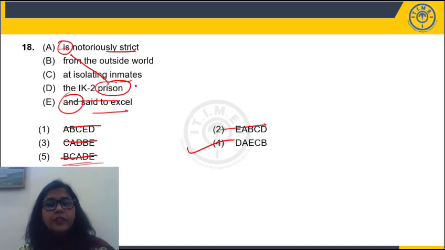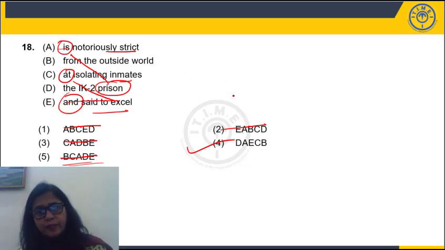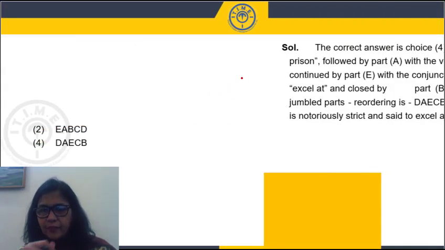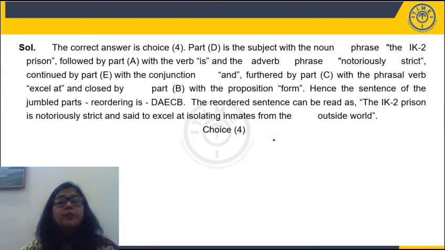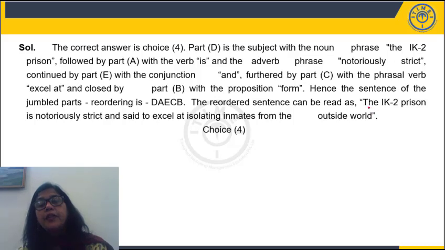At, so this is a phrasal verb. Excel takes the preposition at after it. Excel at isolating inmates from the outside world. Absolutely correct. Yes, so with the explanation, you see the reordered sentence will be: the IK2 prison is notoriously strict and set to excel at isolating inmates from the outside world.